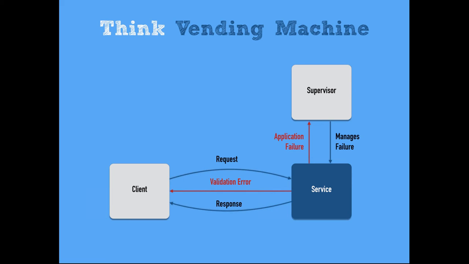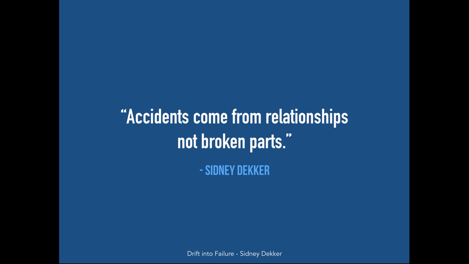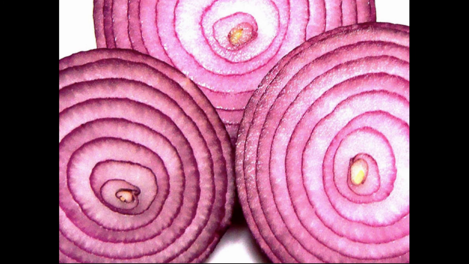It's also very important to distinguish between what is really a failure and what is an error. As Sidney Dekker said, accidents come from relationships and not broken parts. So instead of having, as in traditional state management, state scattered across the whole application, we should define a minimal error kernel. That's usually the word we use, and this error kernel holds and manages this critical and not recomputable dynamic data, the data that you simply cannot lose.